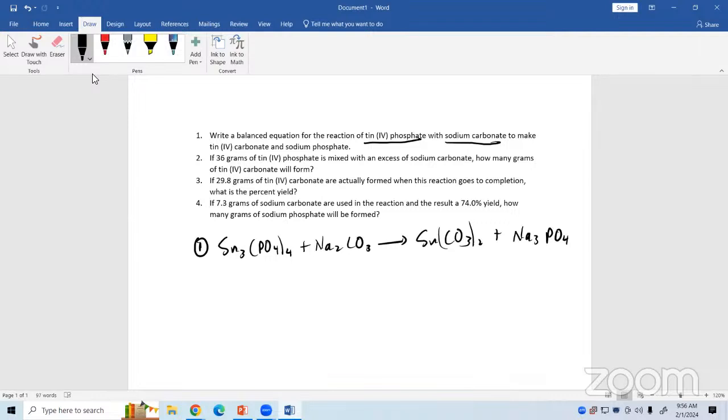So because you have a 3 here, I will put a 3 here. We have 4 phosphates here. We have 1 here, so I'll put a 4 here. And then here we have 2 sodiums. We have 12 sodiums here, so I'll put a 6 here. And I think that's it, right? Let me just do one quick check to make sure the equation is balanced, and it is. So that's the answer to question number 1.